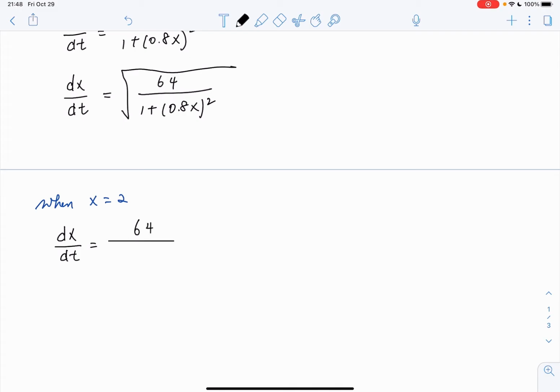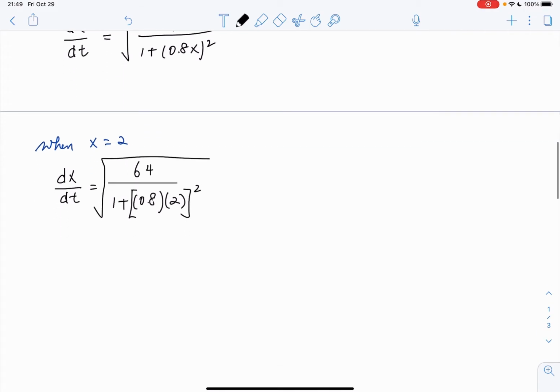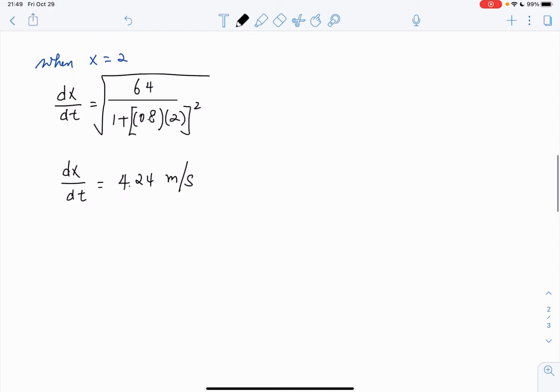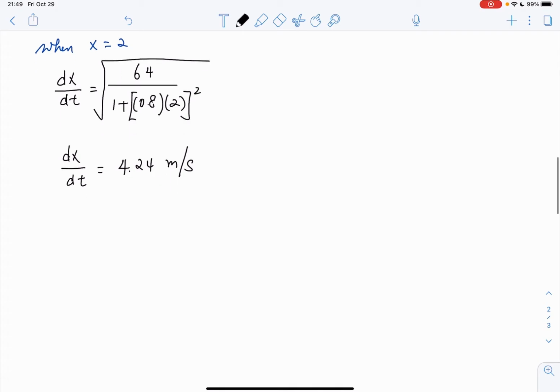64 over 1 plus 0.8 times 2 to the square. Let's square root that. So dx over dt, plug into the calculator, you will see it would be equal to 4.24 meter per second.